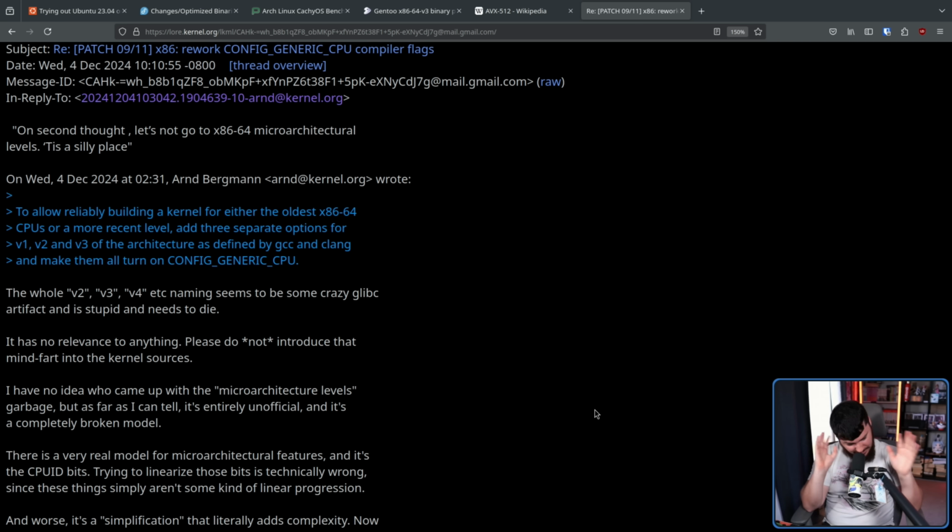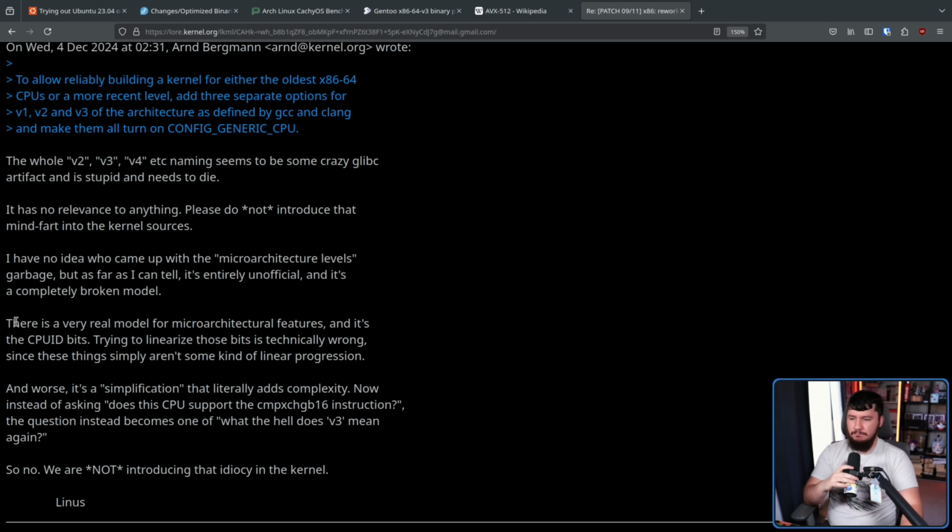And V3 is better, but still not perfect. There is a very real model for microarchitectural features, and it's the CPUID bits. Trying to linearize those bits is technically wrong, since these things simply aren't some kind of linear progression. And worse, it's a simplification that literally adds complexity. Now, instead of asking, does the CPU support the CMPXCHG16B instruction, the question instead becomes, of what the hell does V3 mean again? So no, we are not introducing that idiocy in the kernel.